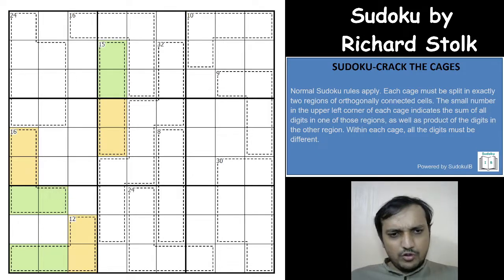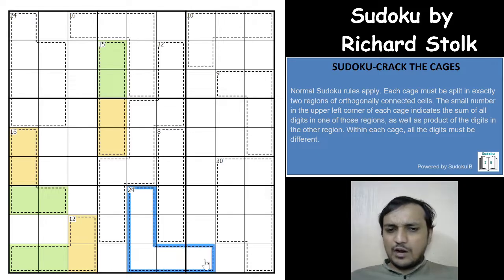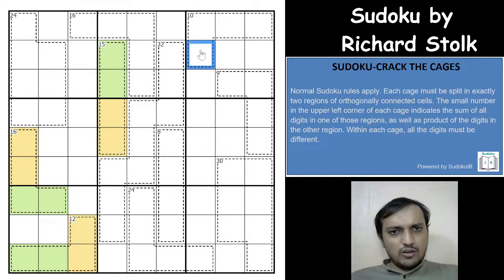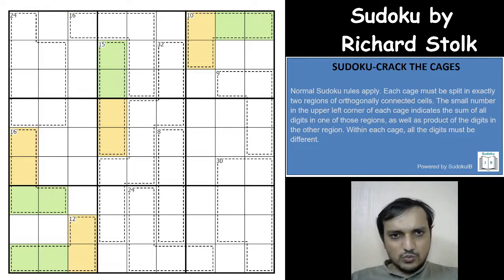For 24, sum would have to be at least 3 cells and product would have to be at least 2 cells. So yeah, we are not sure which 3 cells would be the sum. It can be either these 3 cells or these 3 cells. So let us not do that for now. 10 also, again, sum of two numbers would have to be 10 at least, and product of two numbers at least would have to give 10, right? So I mark that here.